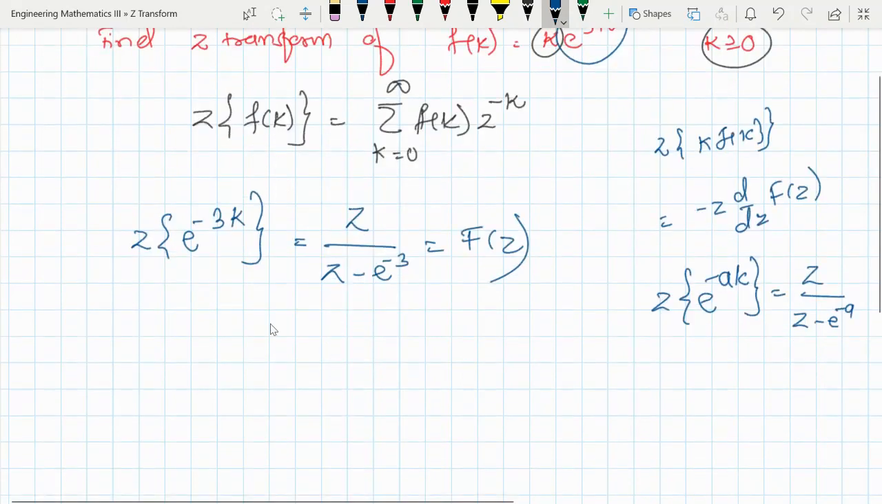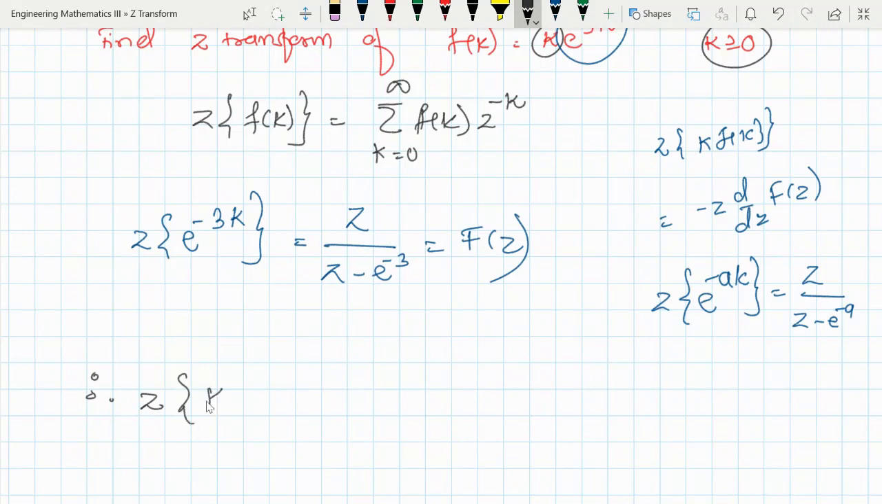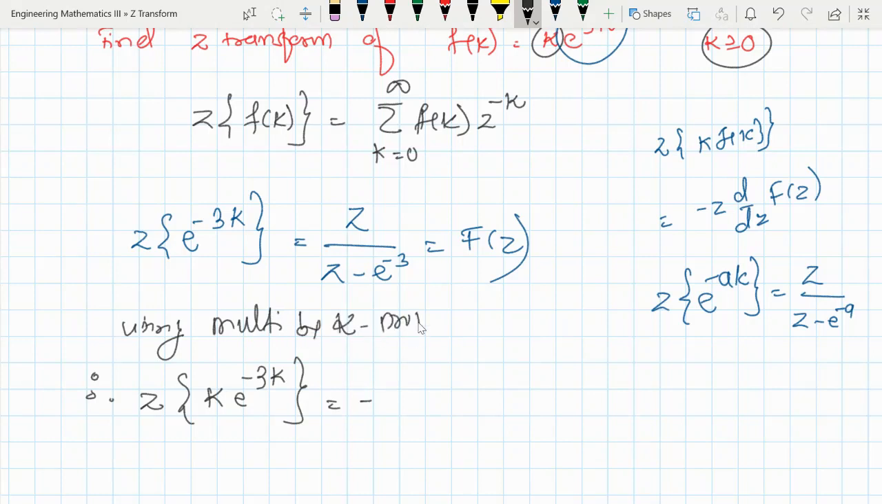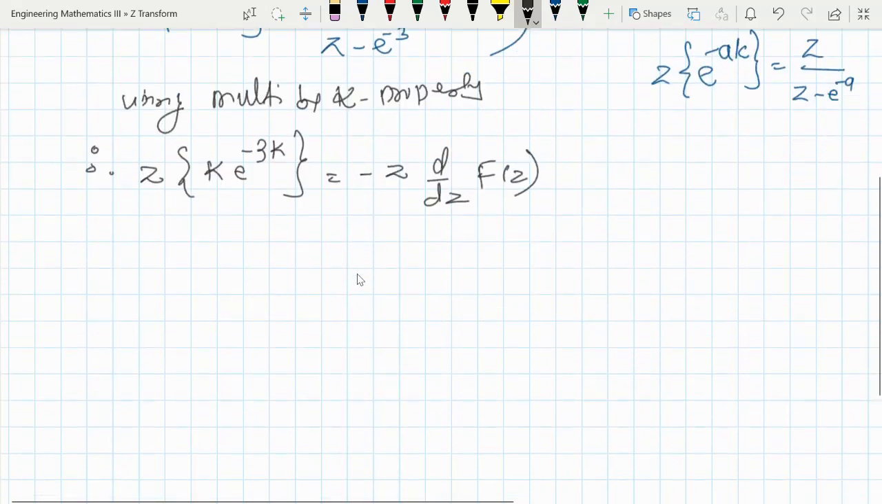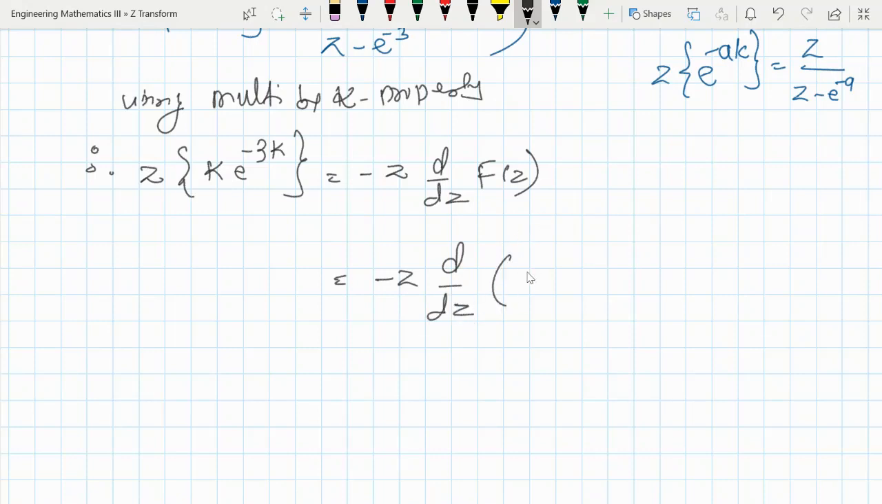Now what is the Z transform of this? Therefore the Z transform of k into e raised to minus 3k is, by using the multiplication by k property, minus z d by dz of F(z). Okay, so what is F(z)? Minus z d by dz of z upon z minus e raised to minus 3.